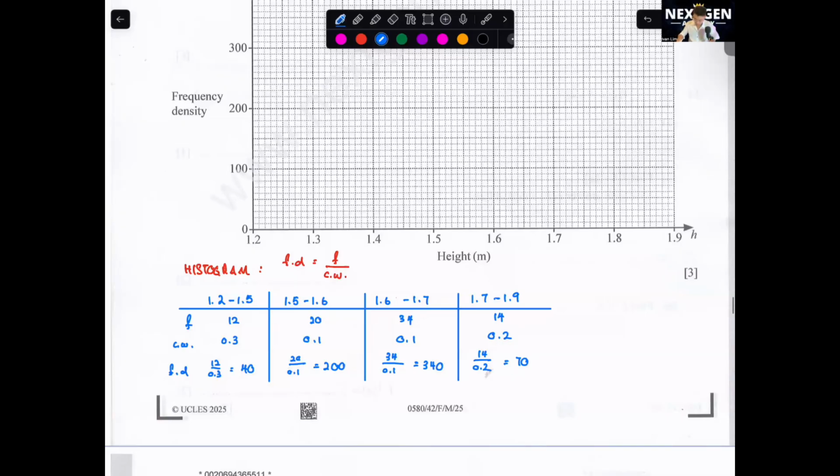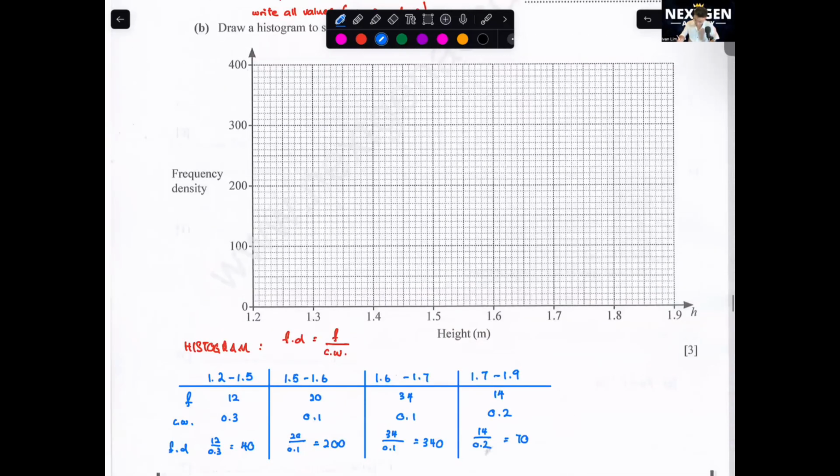Now 1.2 to 1.5, 40. 1.5 to 1.6, 200. 1.6 to 1.7, 340. 1.7 to 1.9, 70. Draw your bar.